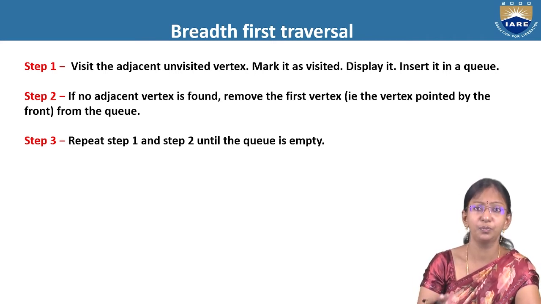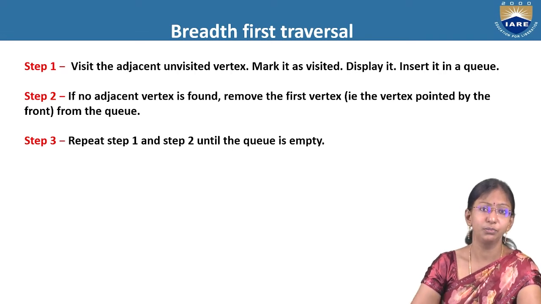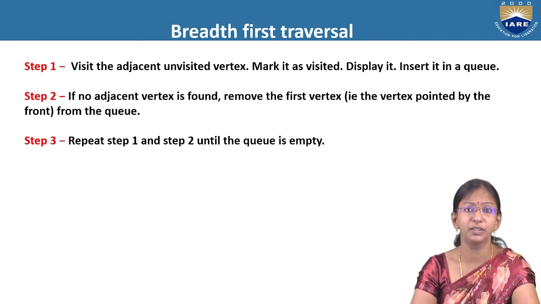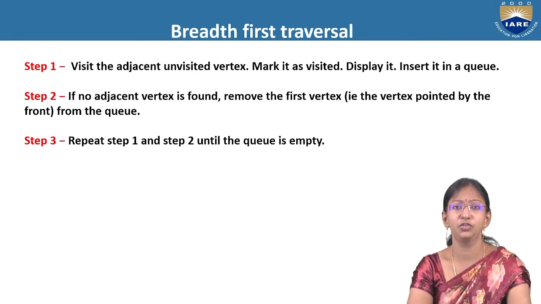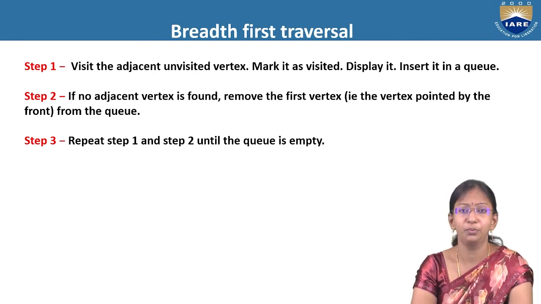I am going to repeat this process, step 1 and step 2, until my queue becomes empty. The third step for depth as well as breadth is the same, the concluding point: if the data structure which you are using is empty, job done. Okay, let me help you out by explaining this concept using an example.